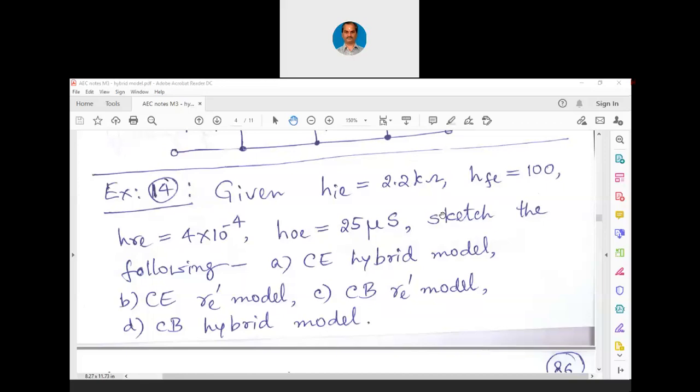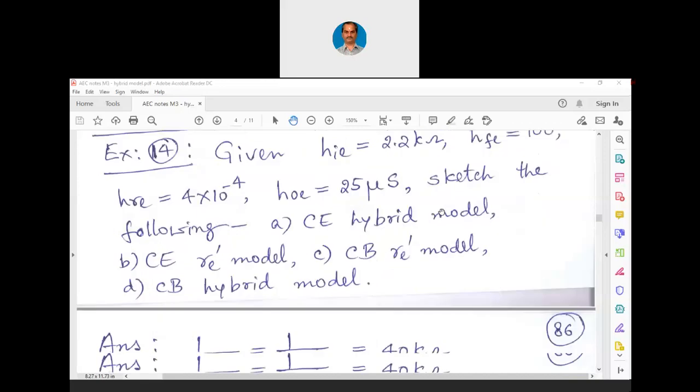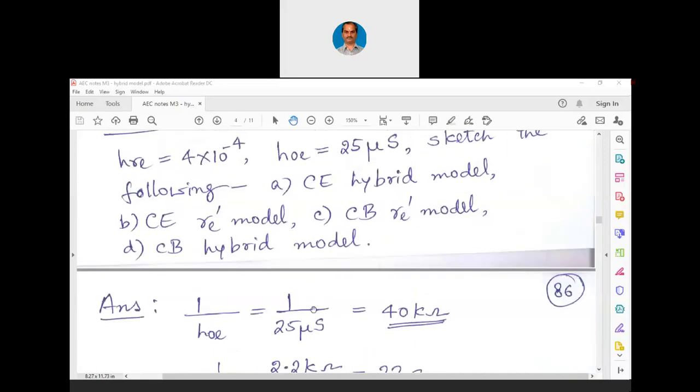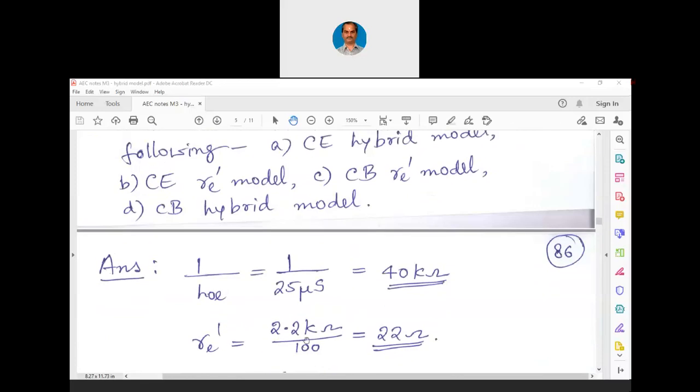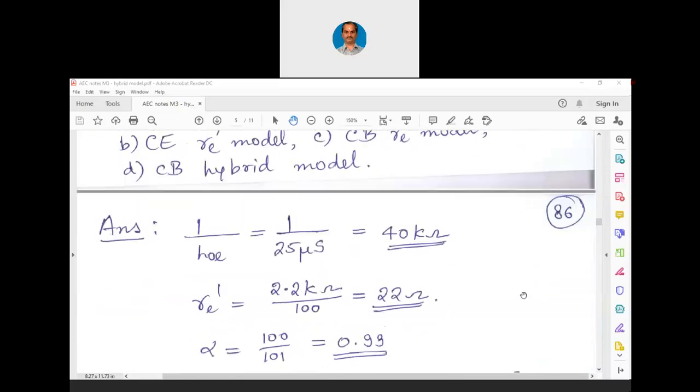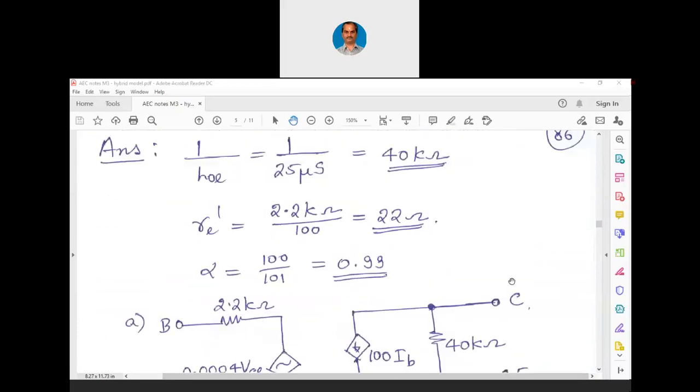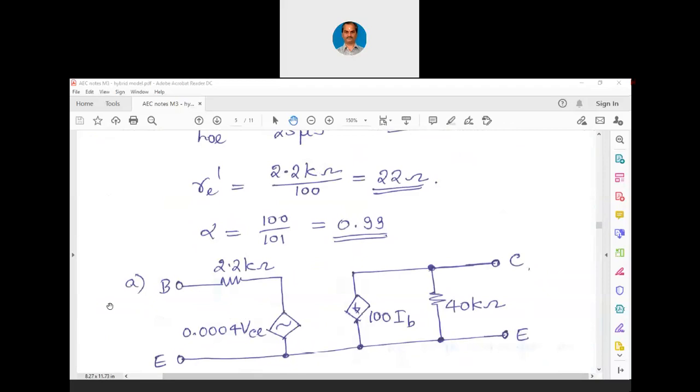So we can straight away write the model now. You can see here 1 over HOE is 1 over 25 microsiemens is 40 kilo ohms. RE dash is 2.2 kilo ohms by 100 is 22 ohms, and alpha is 100 by 101. Alpha is nothing but beta by 1 plus beta. That beta is nothing but HFE. So alpha is 0.99.